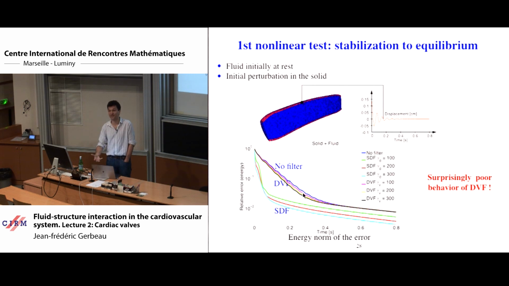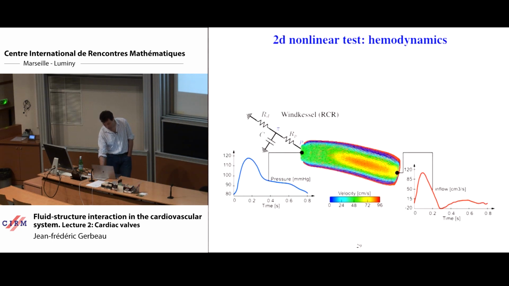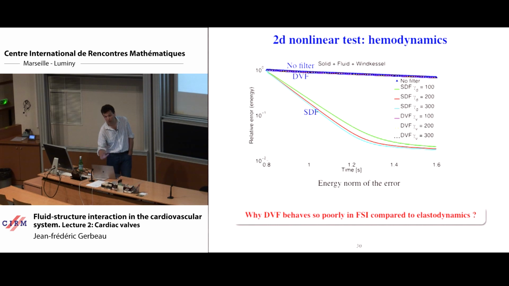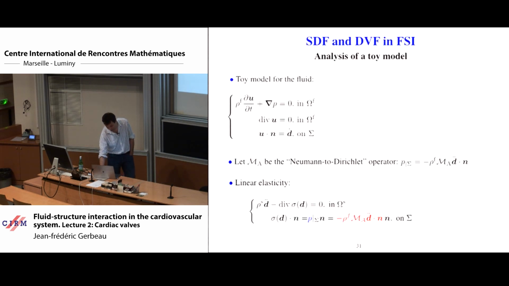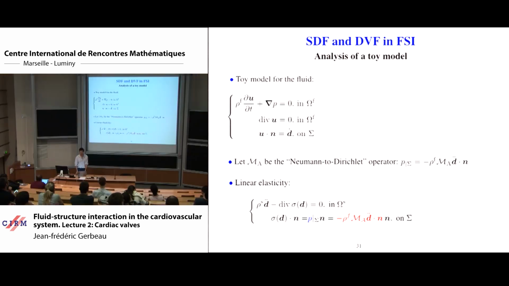So we wanted to understand why, because of this fluid structure coupling, we have this discrepancy. I said that I will skip the case in hemodynamics where we observe the same kind of problem. So we did the analysis on our favorite toy model, which is exactly the same as the one I presented to you yesterday on the added mass effect.